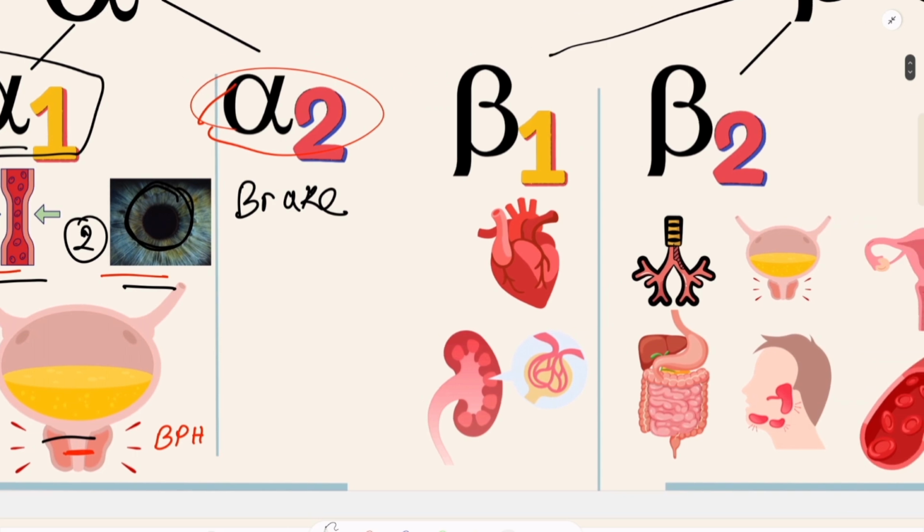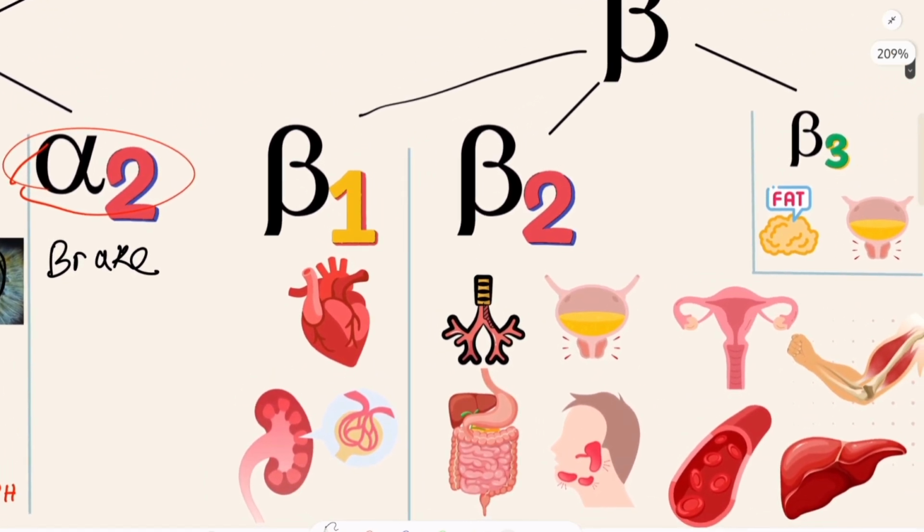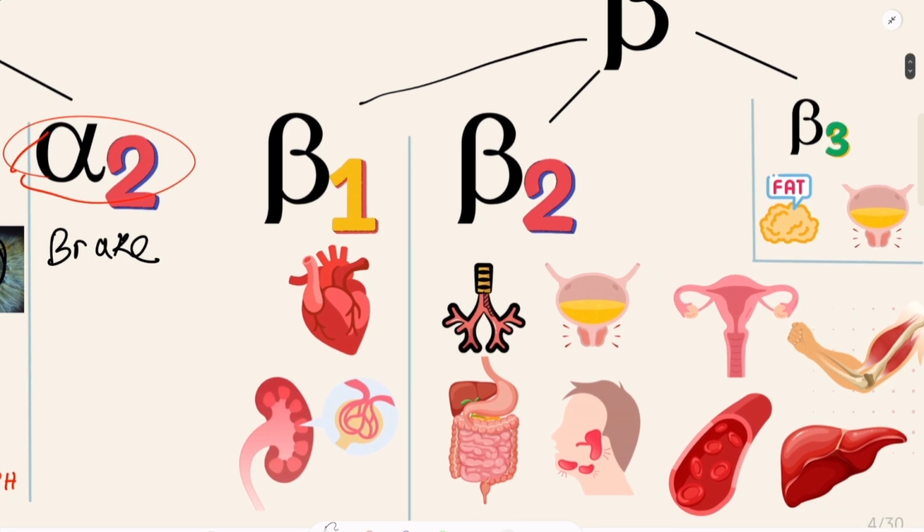Now coming to beta receptors. We have three receptors: beta 1, beta 2 and beta 3. Out of these, the beta 3 receptor is mainly present in adipose tissue or fat cells, and some are present in urinary bladder. The stimulation of this receptor mainly causes lipolysis, means breakdown of lipid. We will not study beta 3 receptor anymore, just remember it causes lipolysis.